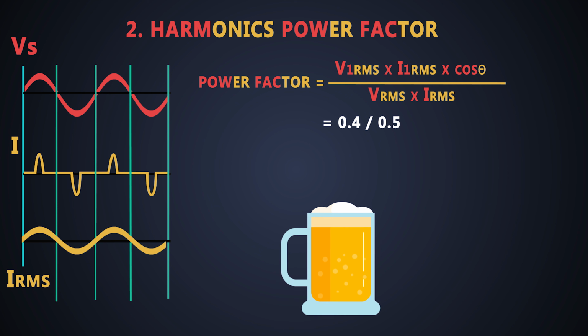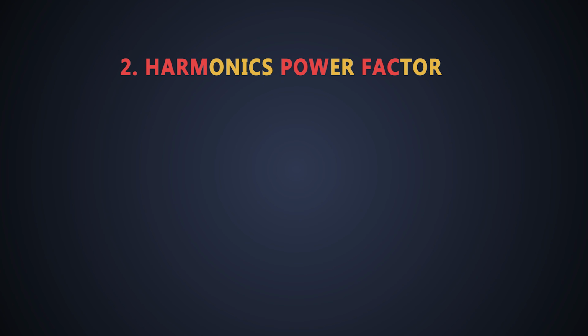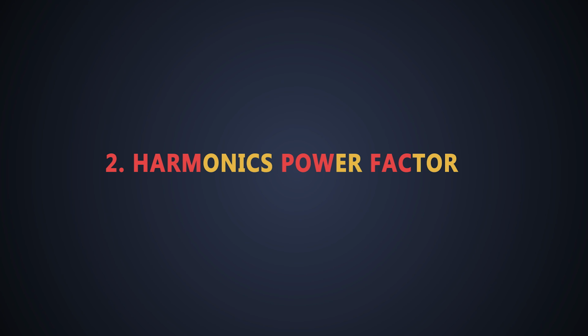Now check this beer glass. Considering only 30% of the beer and 70% of foam, still you are paying for the whole glass. That's not fair, right? Well, there are different power factor correction methods to look after this harmonic power factor, and that part we'll see next time. So that's it about the power factor.